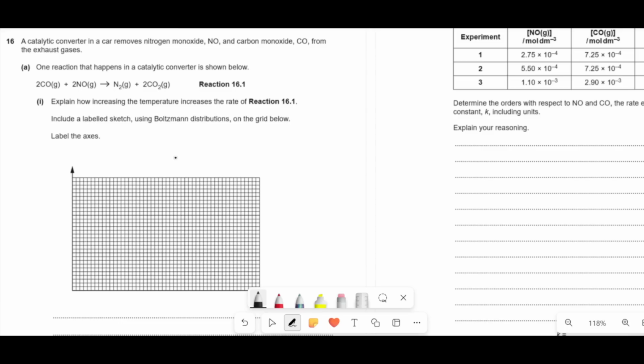So now it says a catalytic converter in a car removes nitrogen monoxide, NO, and carbon monoxide, CO, from the exhaust gases.